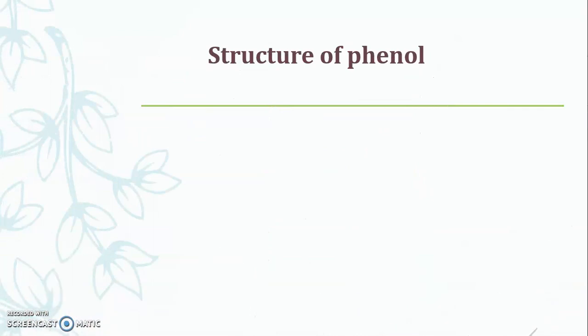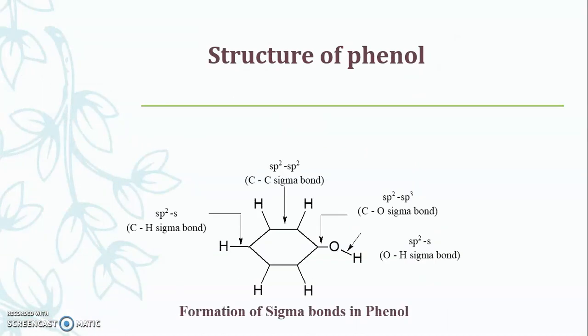Now let's begin with today's session part, that is the structure of phenol. This is quite a simple part where we are going to study how sigma bonds are formed, how pi bonds are formed, and the resonating structure of phenol. Here you can see how sigma bonds are formed in phenol. We know phenol has a structure where the benzene ring, C6H5, is attached to the OH, the hydroxyl group.